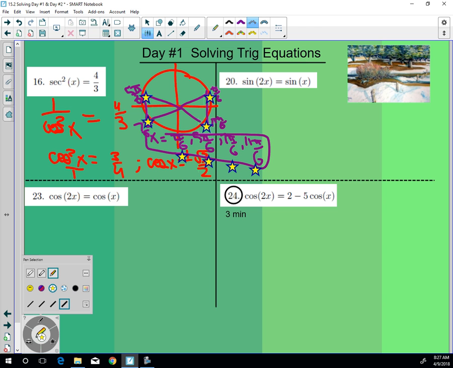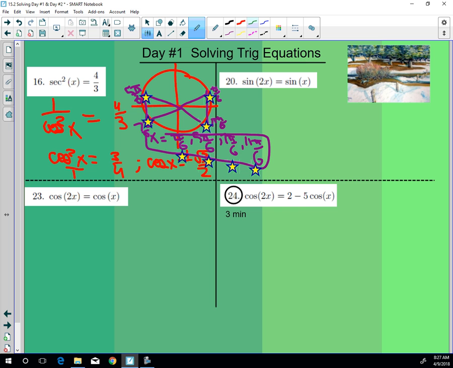Okay, so let's go to 24. 24 says cosine 2x equals. So what do you see as far as a function to the first power? Forget about cosine 2x. You see a cosine here. That means when we change cosine 2x into cosine squared minus sine squared, which don't you want? Cosine squared or sine squared? Which one don't you want?